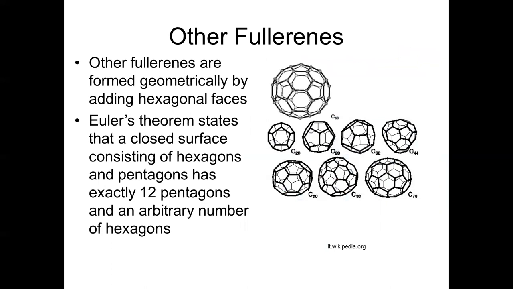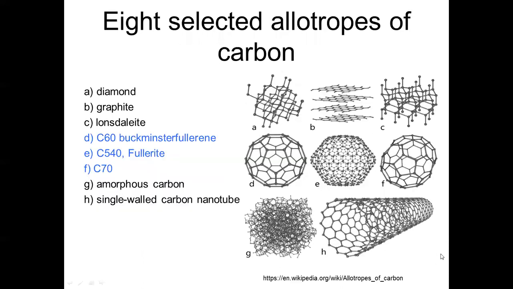There are other fullerenes that we can get from this basic structure that include different numbers of pentagons and hexagons. The fullerenes are formed geometrically by adding hexagonal faces. Euler's theorem states that closed surfaces consisting of hexagons and pentagons have exactly 12 pentagons and an arbitrary number of hexagons. We can look at these different common shapes and the nomenclature for them here on the right-hand side. Again, these are the selected allotropes that we looked at previously, and the ones we're focusing on are D, E, and F. These are our fullerene derivatives.